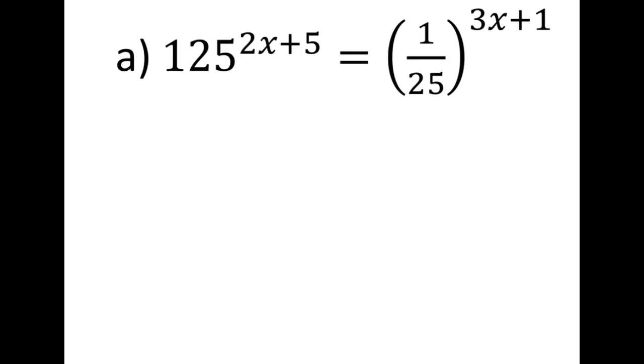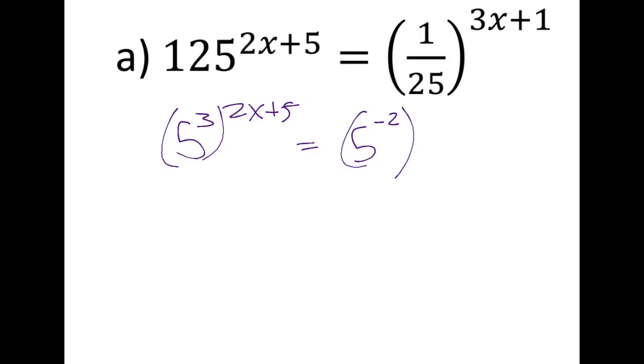So what I'm going to do is I am going to recognize that 125 is the same as 5 cubed, and I still have that 2x plus 5 out there, equals 1 over 25, which is the same as 5 to the negative second, and I still have my 3x plus 1 there.